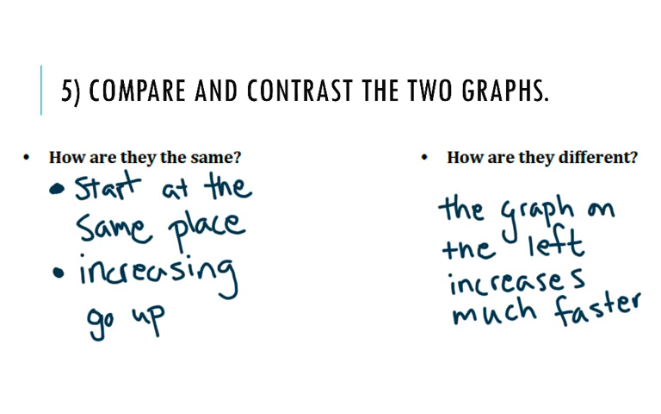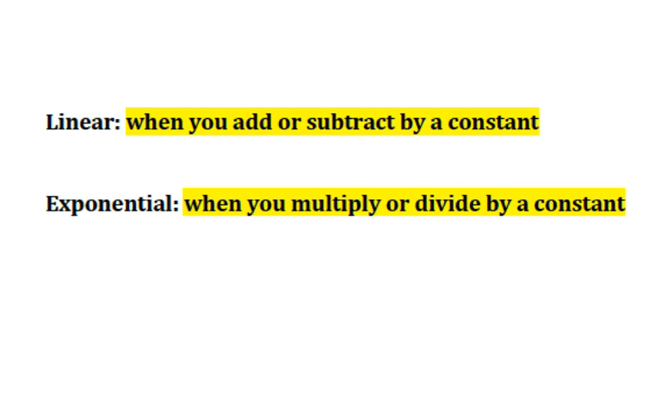What we have done here in this comparison of number 1 and number 2 leads us to understand the difference between linear and exponential. Now linear is when you add or subtract by a constant. A good example of this was number 2. Okay, and exponential is when you multiply or divide by a constant. And this was number 1, where we were multiplying by 2.